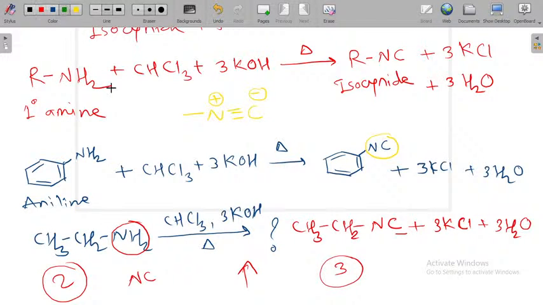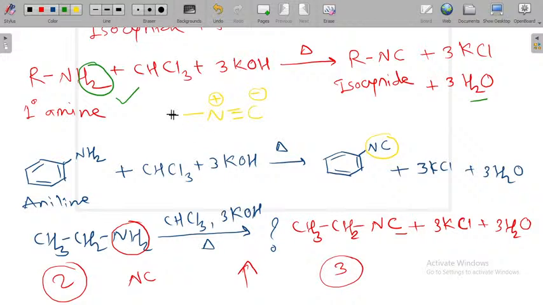We require 2 hydrogen atoms for the conversion of this water molecule. Okay, so for reaction of this chloroform with this amine group, we require two hydrogen atoms which are not present in secondary and tertiary amines.